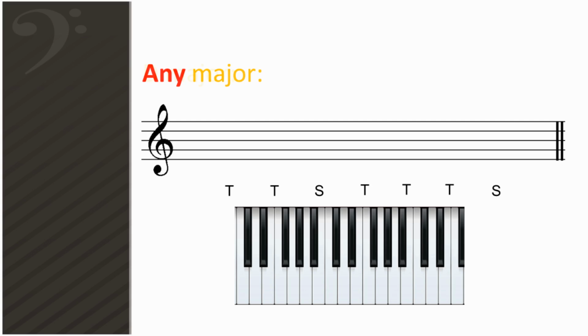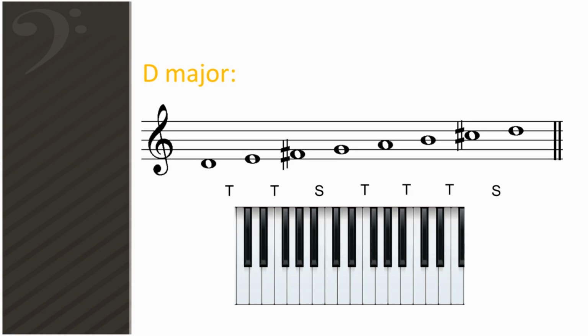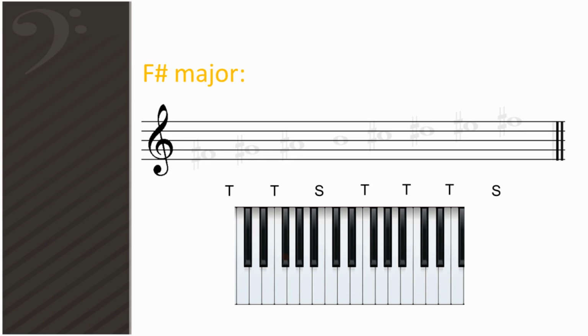For example, here's D major, an easy scale. D, E, F sharp, G, A, B, C sharp, D. Let's try a difficult scale. How about F sharp major? F sharp, G sharp, A sharp, B, C sharp, D sharp, E sharp, F sharp.